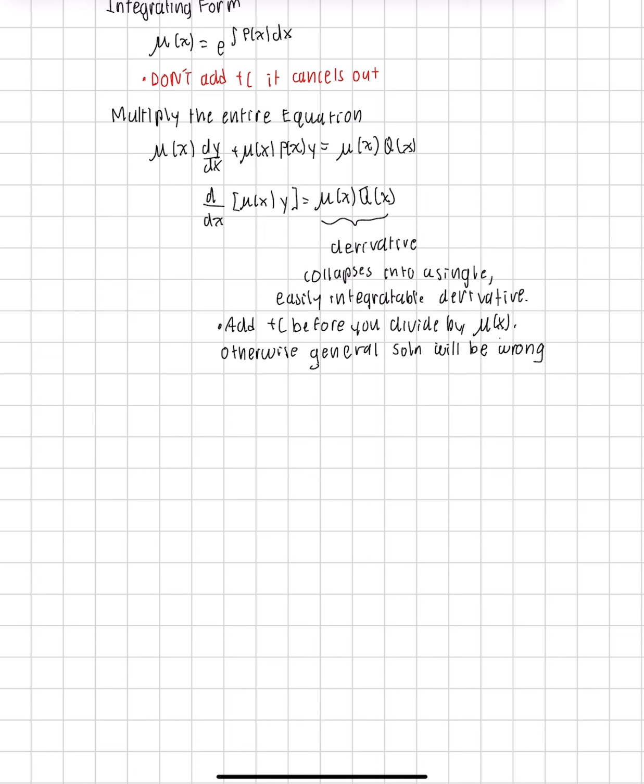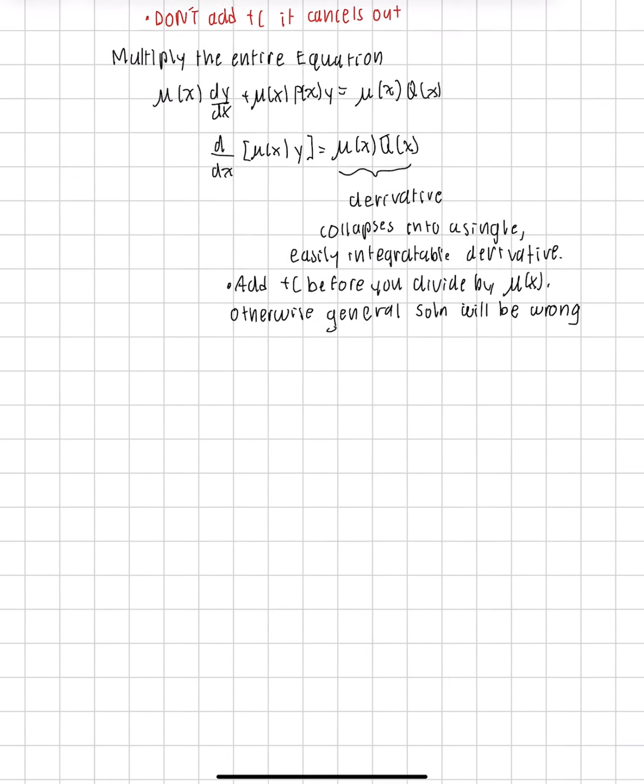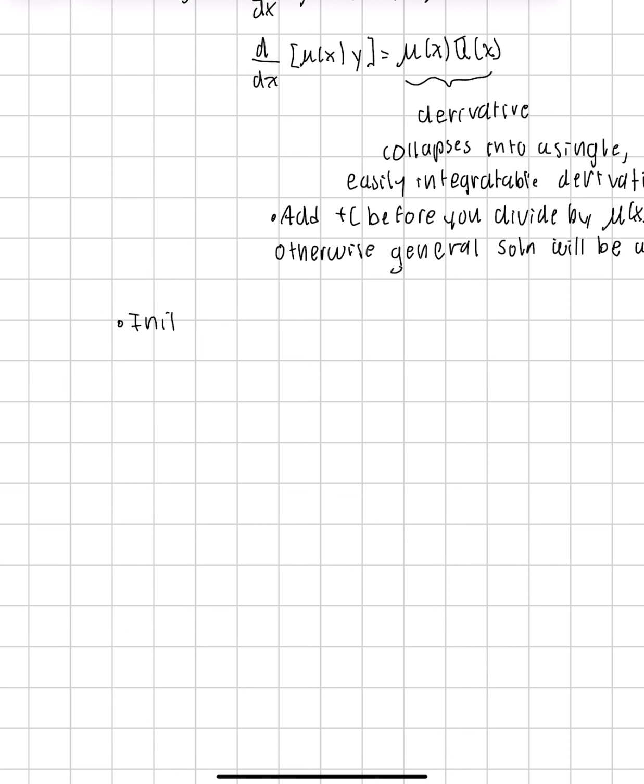Now let's move on with notes for the initial condition. For the initial condition, we have y of x initial is equal to y initial. For this, you plug in after solving, and then you solve for c, your constant of integration.